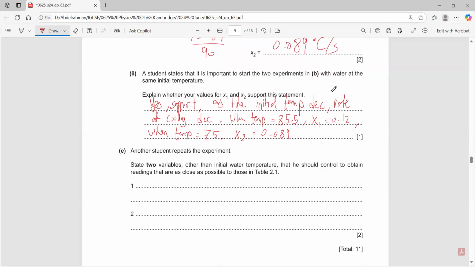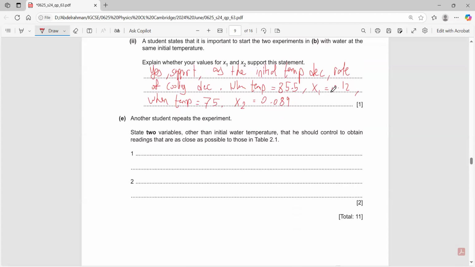Another student repeats the experiment. State two variables other than the initial water temperature that he should control. Two variables that should be controlled: the volume of the water and the room temperature. They both should be constant.